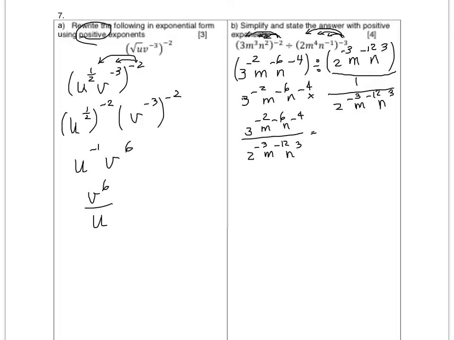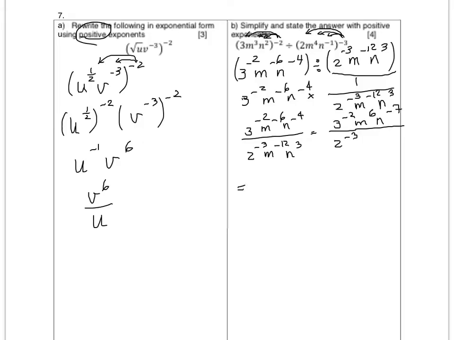Now, this is the same as 3 exponent negative 2 over 2 exponent negative 3. Now, since you are dividing and they are the same base, you are going to subtract. So m is going to be exponent negative 6 minus negative 12, which is 12 minus 6, which is 6. Negative 4 minus 3 is going to give us n exponent negative 7.